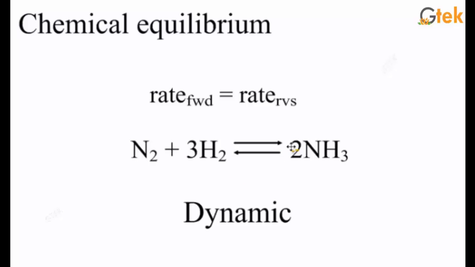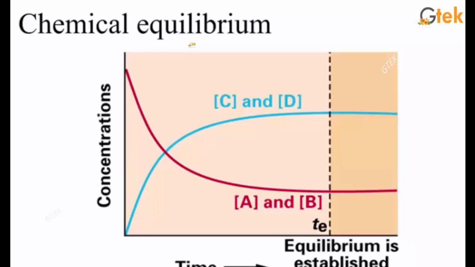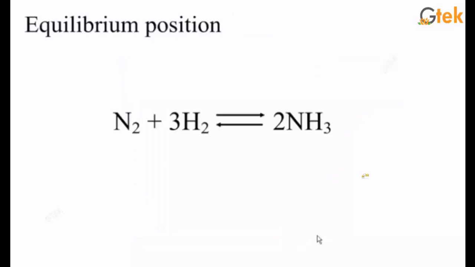If one is lesser, automatically the other will occur, and if that is lesser, automatically this will occur. So both things will be happening at a time. That's referred to as chemical equilibrium. This is indicated by a chart of time versus concentration. You are able to see A and B, which are the reactants. They start reducing at one stage, and you are able to see the products coming into the picture. Once the reactants and products reach equilibrium at one stage, that's referred to as the equilibrium position.